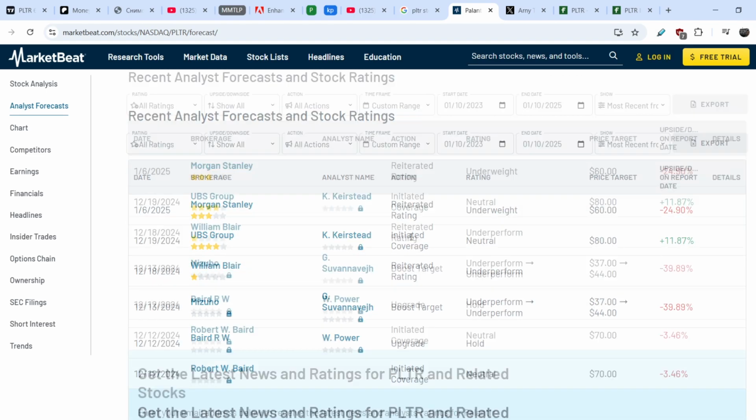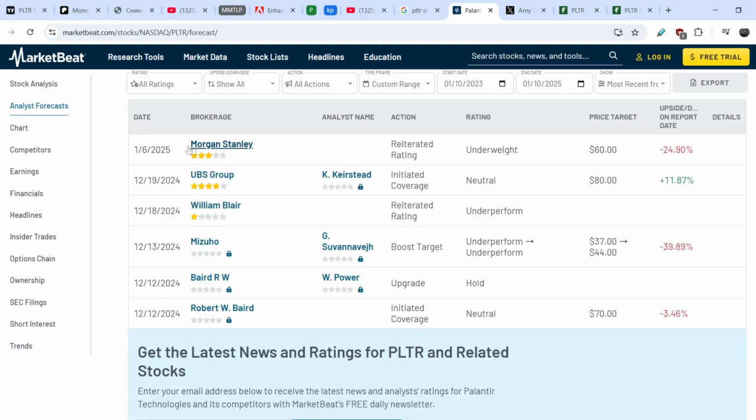And let me show you who did this prediction. Morgan Stanley on January the 6th reiterated their rating, set at underweight, and set the price target at $60, which was about 24.9% of downside potential from the price on January the 6th.